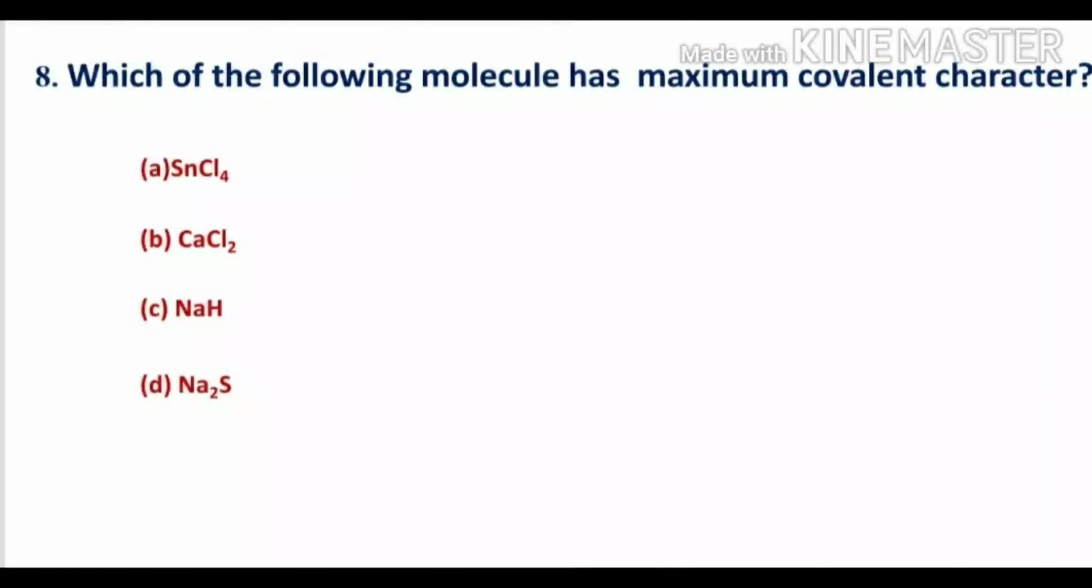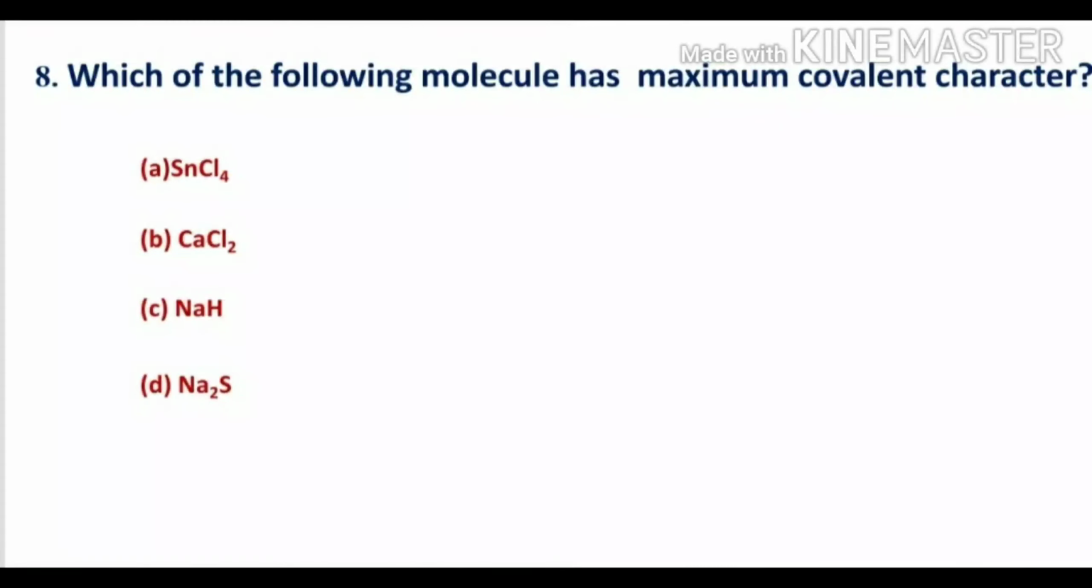So by this concept we can say options B, C and D are mostly more ionic. Calcium is an alkaline earth metal and chlorine is a highly electronegative non-metal. In sodium hydride, sodium is electropositive and hydrogen is acting as a somewhat electronegative species, and the difference is also high. Sodium sulfide is also ionic, since sodium is an alkali metal and sulfur is electronegative on the other side of the periodic table.